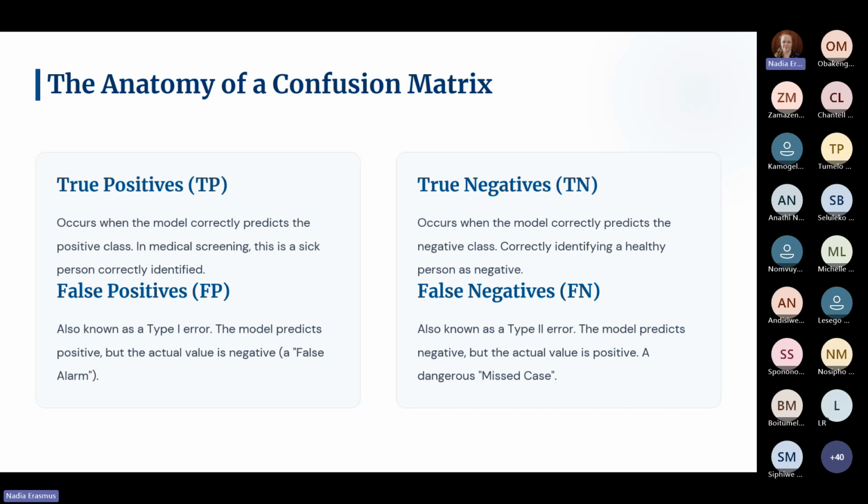Okay. Then we have a false negative. This is the one we really do not want. So this one is where we predicted that the person is not sick, but the person has a high pain tolerance and does not realize he has a kidney stone.